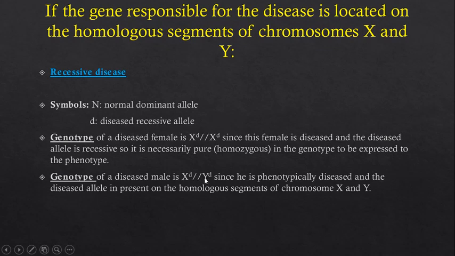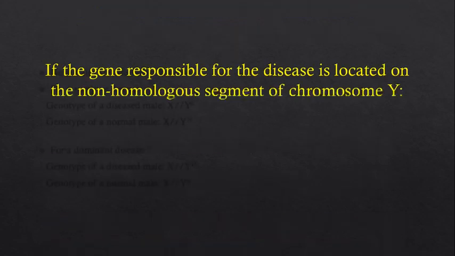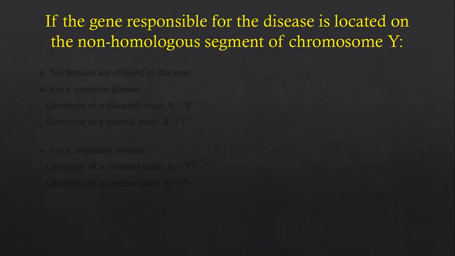This is because he is phenotypically diseased and the diseased allele is present on the homologous segments of chromosomes X and Y. If the gene responsible for the disease, we're still in the same case, is on the non-homologous segment now of chromosome Y, in this case, of course, no females are going to be affected because females do not have any Y chromosome.